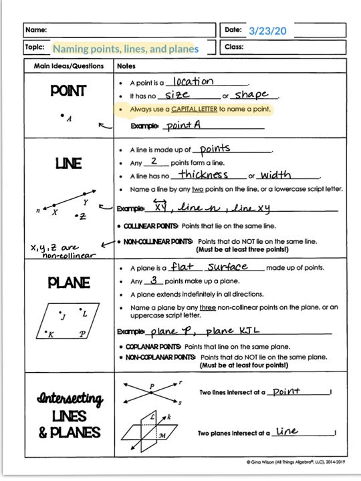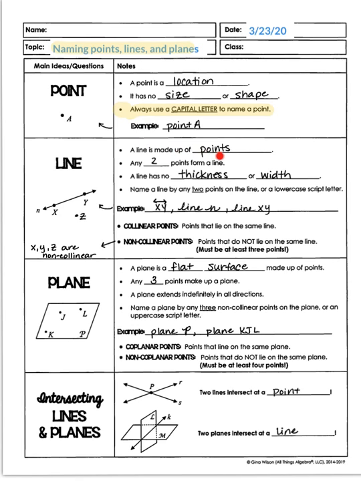So when you name a point, it's important that you use a capital letter. So for example here, obviously this point is called point A, with a capital A. So if we were to look at this example, point Y would be a point or point X would be a point.